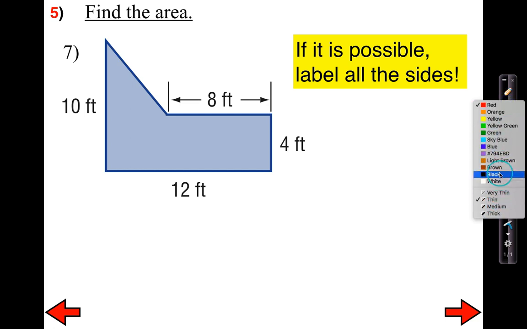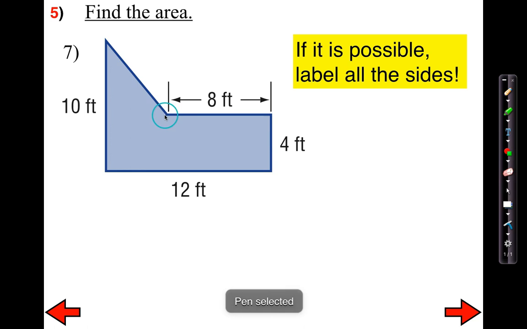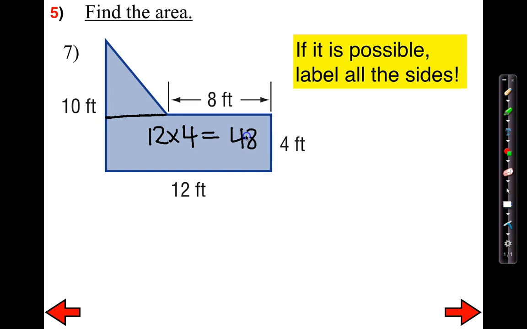However, for me, I do think it would be the best if we cut it this way, which would require me to find the area of a triangle, which I know how to do, and the area of a rectangle, which I'm also pretty familiar with. So to find the area of the rectangle, I'm going to do base, which is 12, multiply it by the height, which is 4. So the area of this rectangle is 48. But now I'm going to have to find the area of this triangle.